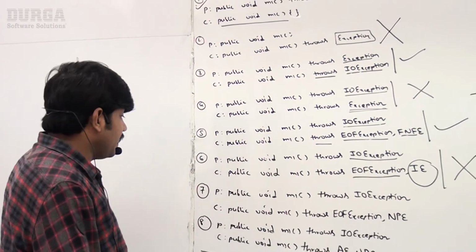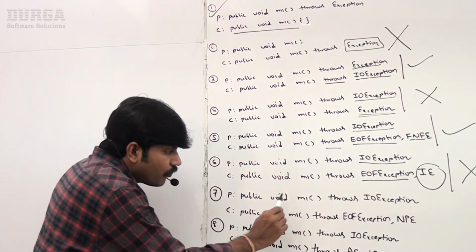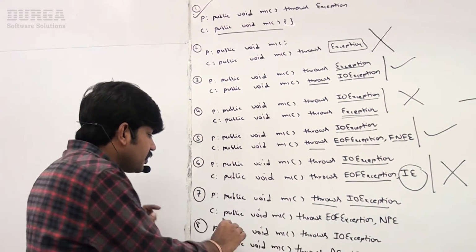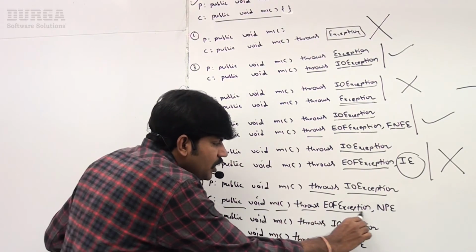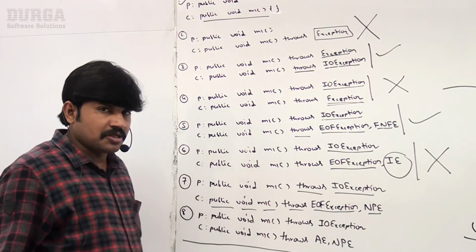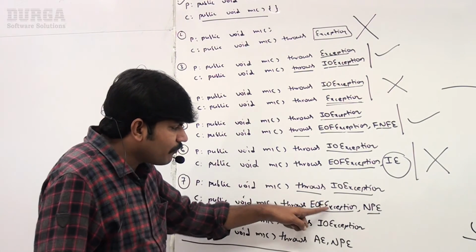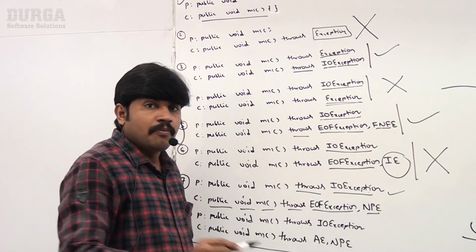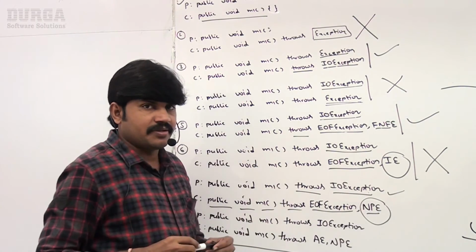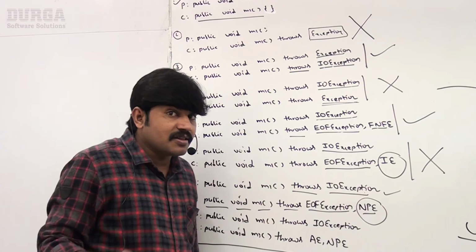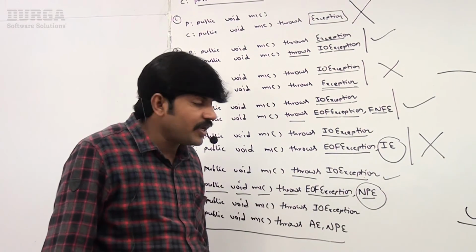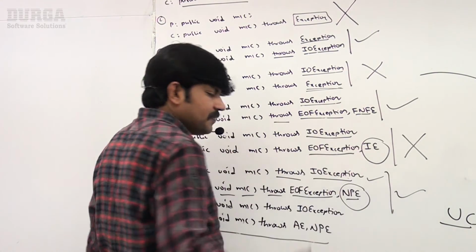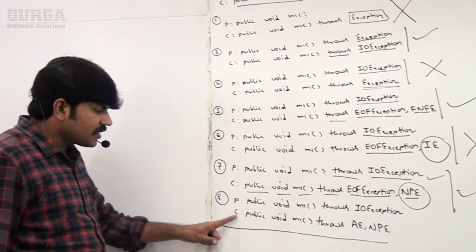What about the next, the seventh one? Parent: public void m1 throws IOException. Child: public void m1 throws EOFException, NullPointerException. Observe, EOFException, its parent IOException is already thrown by the parent method. But what about NullPointerException? Have you remembered? NullPointerException is checked or unchecked? Unchecked. That's why you can take it anywhere, no restrictions. Valid.